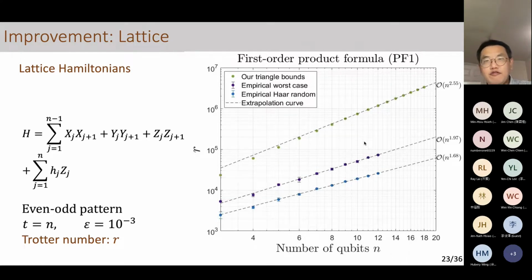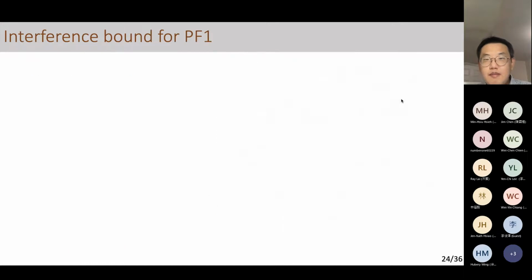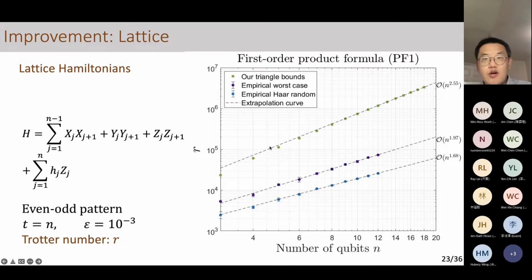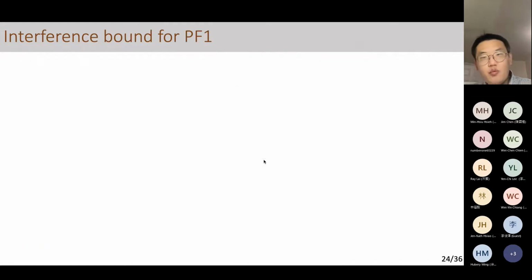But in the first order product formula method, we find a very interesting phenomenon. This one is the empirical result. This one is our triangle bound, our theoretical prediction. They have a huge gap. So this means that maybe in this case, the error doesn't grow linearly with the number of segments. We should not use the triangle inequality here. And so then we tighten this result.